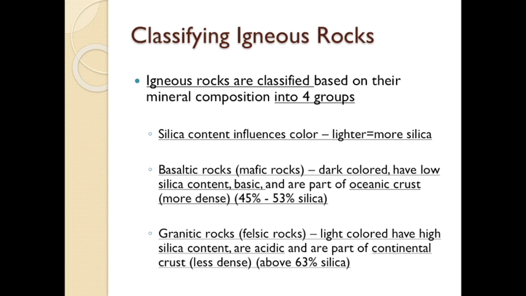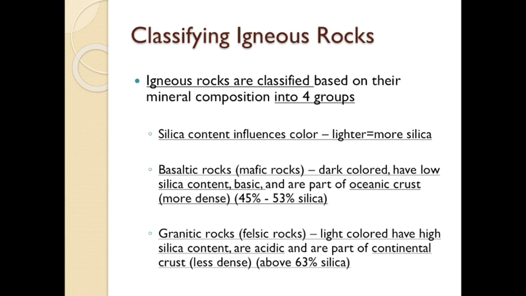So these igneous rocks are classified based on four major groups. These groups are based on the amount of silica content in them. Essentially, the more silica there is, the lighter it's going to be in color. So if we look at our first grouping, basaltic rocks, these are called mafic rocks, and these are usually a lot darker in color, and they have a lot lower silica content. So they're darker because they have less silica. And they're often very basic, if we think of acids versus bases.